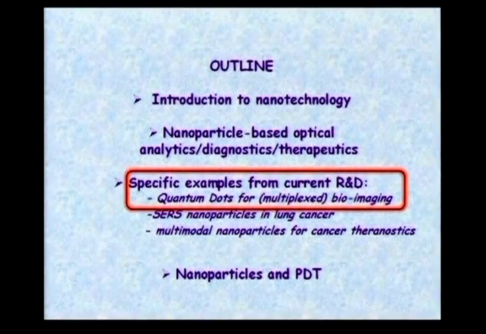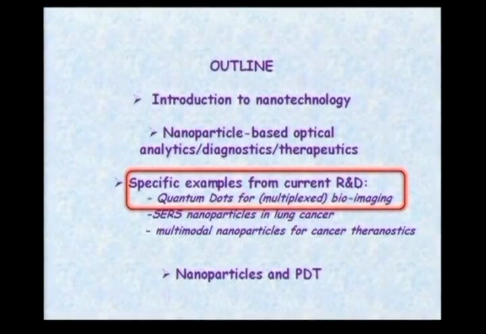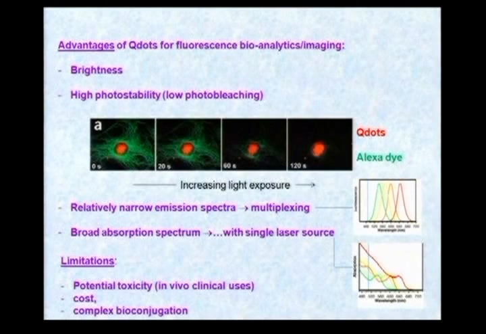So let me take some examples from our own R&D, and I'll just continue with the quantum dot story for the so-called multiplex bioimaging. So what are the advantages of quantum dots for fluorescence bioanalytics and imaging? So first of all, they're very bright compared with fluorescent dyes. They're very highly stable. They have low photobleaching. This is illustrated here. This is a cell in which an organic fluorescent dye, Alexa, has been used to stain structures in the cytoplasm, and quantum dots have been used to stain the nucleus.